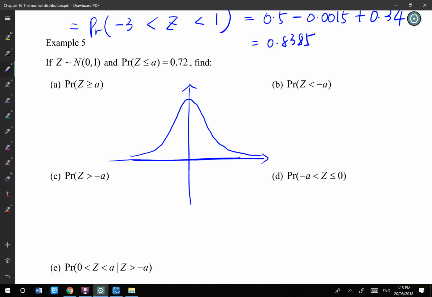A should be a negative or positive number? A must be positive, because if it's negative, the area less than A can't be greater than 0.5. It's on the left hand side of the whole distribution. So A must be positive. So A is approximately here. And I said 0.72. This is 0.28. On the side, less than A is 0.72, then greater than A is 0.28. So for the first one, I have 0.28.